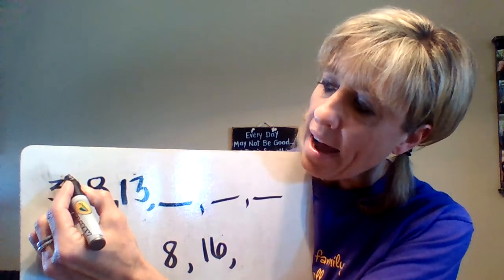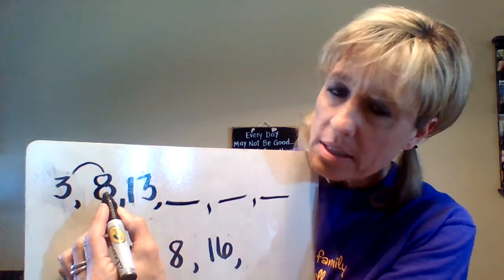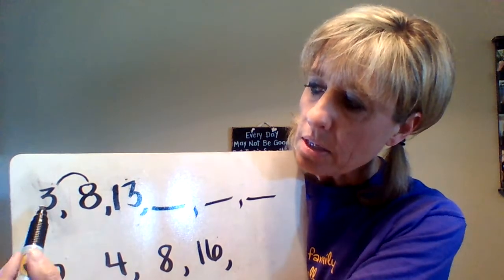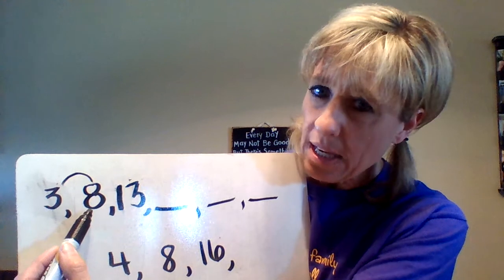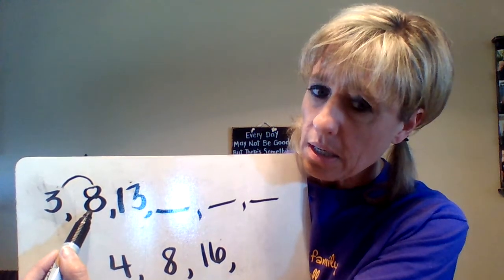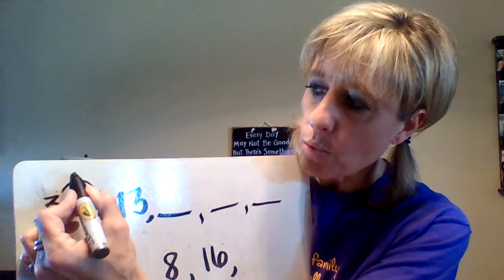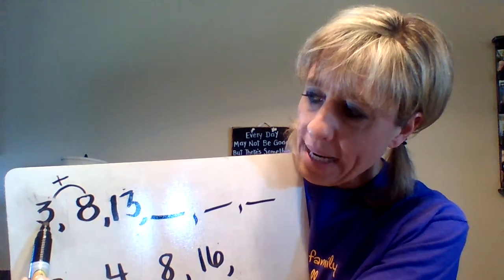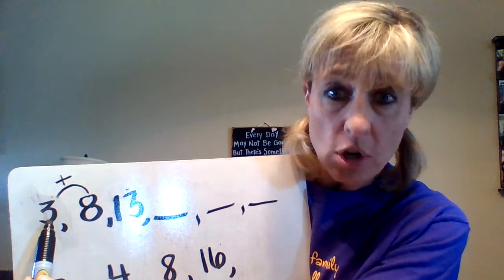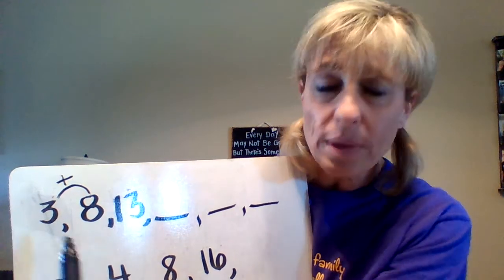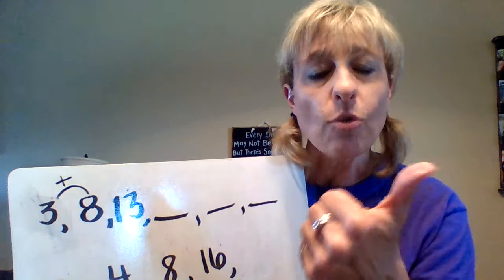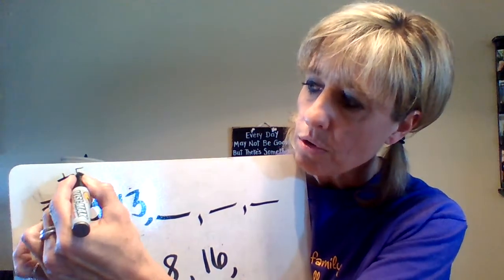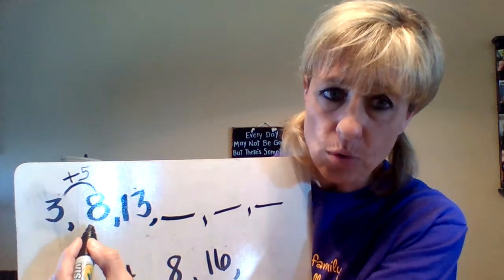So we have to figure out how we got from 3 to 8. Did we add or did we multiply? Okay, well, can we multiply any number by 3 to get 8? 3, 6, 9, 12. No, we can't. So we know we're going to be adding. Okay, so we can either take 8 minus 3 and work backwards and figure out what is the difference between 8 and 3, or we can count up, which is the same thing. 3, 4, 5, 6, 7, 8, 5. Okay, so 3 plus 5 will give us 8.